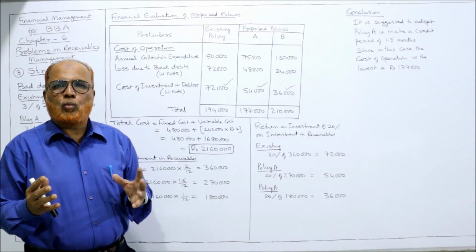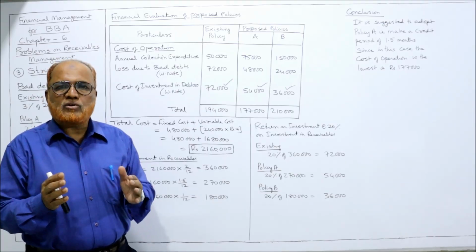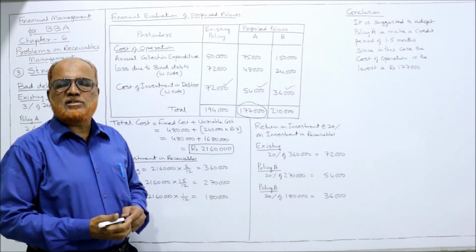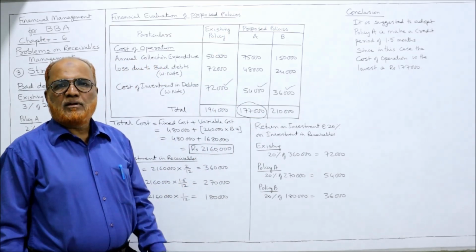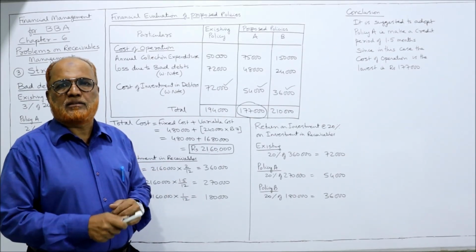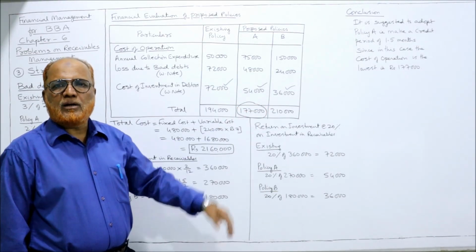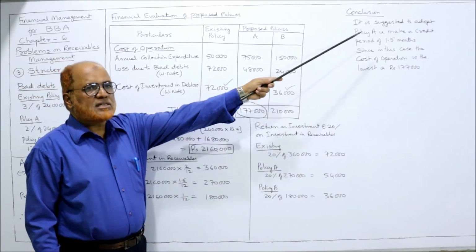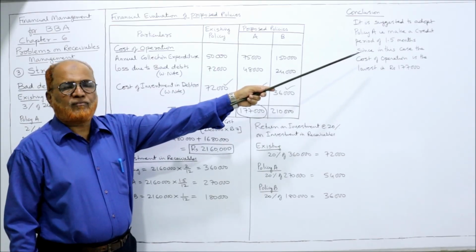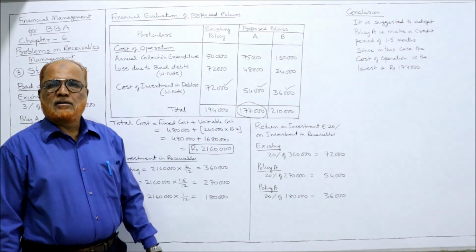Now compare and see where the cost of operation is the lowest. Here the cost of operation is the lowest, 1,77,000. For which policy? A policy. A policy is of what? 1.5 month. That is the A policy given in the problem. Finished. Now we have to give the conclusion. Conclusion will be, it is suggested to adopt policy A. That is, make a credit period of 1.5 months. Since in this case, the cost of operation is the lowest.